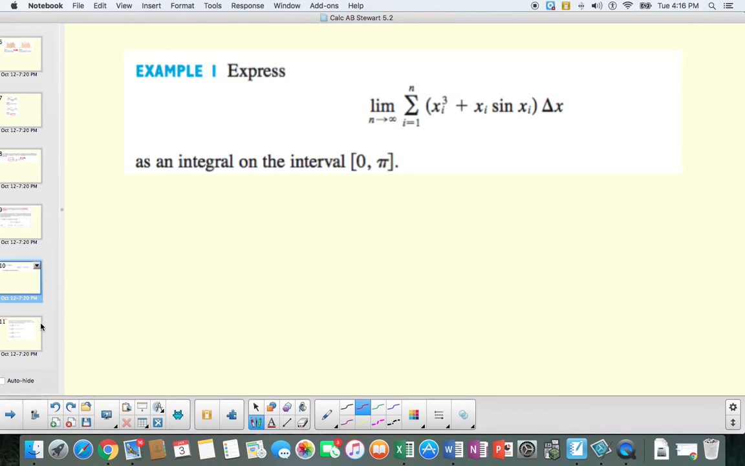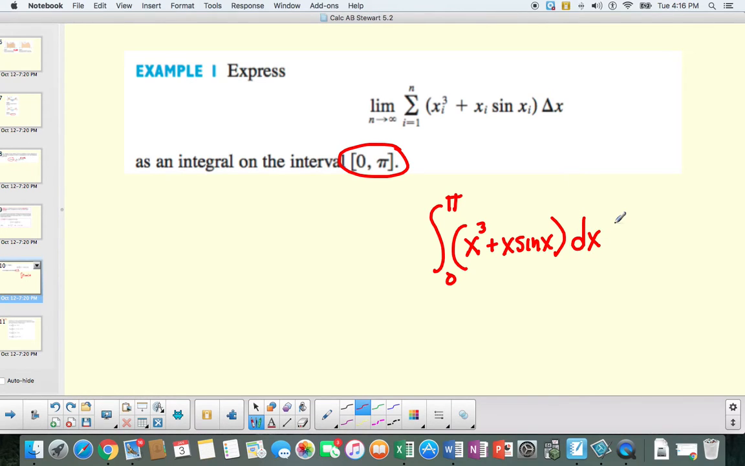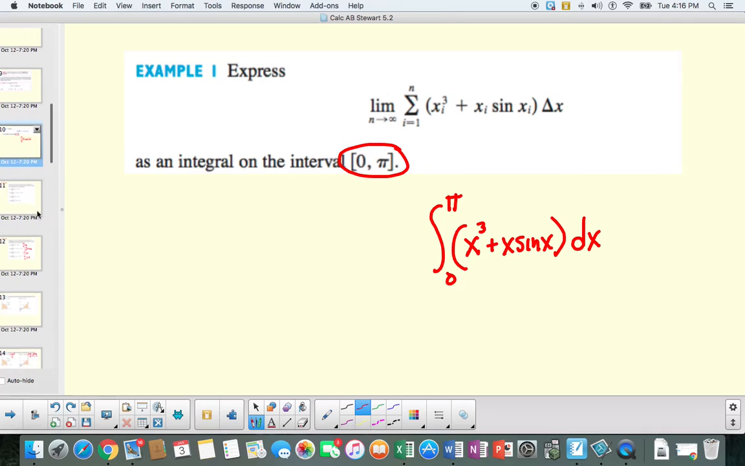All right, for our first example, let's take the limit of this summation and change it into an integral. Now right here it tells us what our interval is. It's going to be 0 to pi. And all of these are holding the place of the function. And we'll use the variable x, so this will be x cubed plus x sine of x. All of this is determining the height of the rectangle. And then the delta x, remember, is getting smaller and smaller, and that limit will change that into dx.